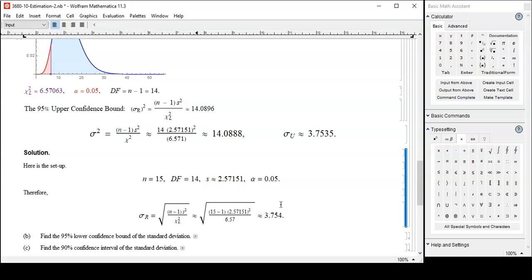Well, this figure is a little bit more accurate because I used Mathematica's computation. This one I got from the chi-square table. Well, pretty much the same.